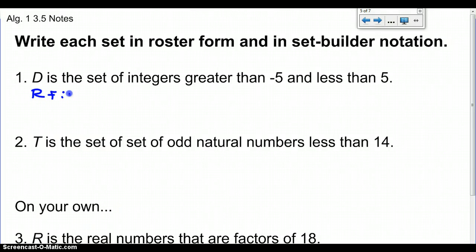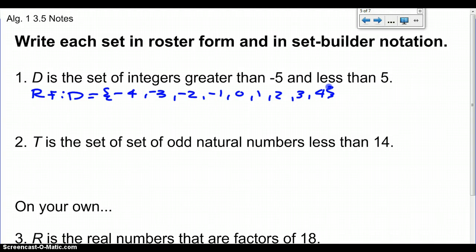So the first thing we need to do is go D is equal to, and then it's within brackets. So it's that squiggly line that I told you is the bracket. And then it's all the numbers that are greater than -5 and less than 5. So we're just going to number them off. -4, -3, -2, -1, 0, 1, 2, 3, 4. And then you end it with a bracket. That was a really bad one. I'll try to do that one better. There you go. And so that's what roster form is.